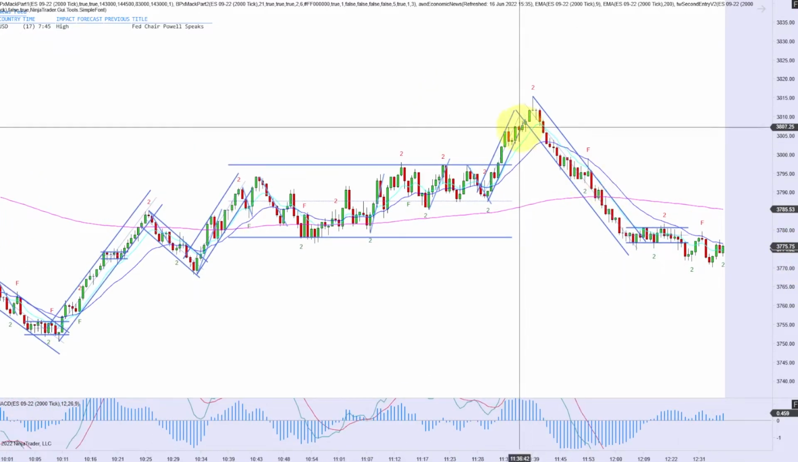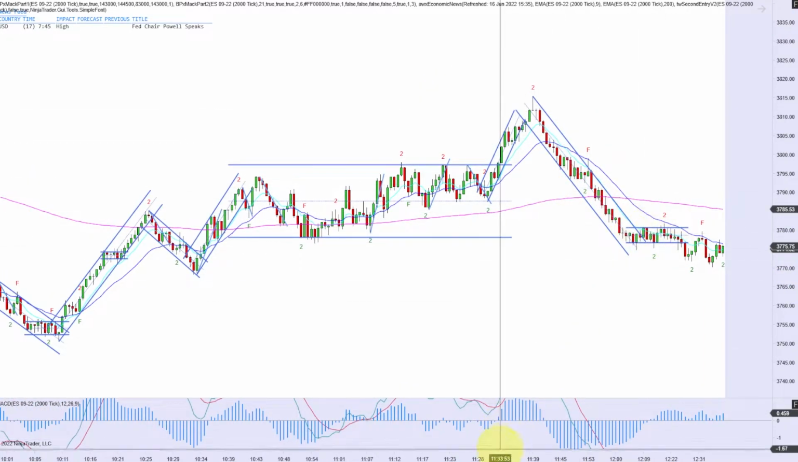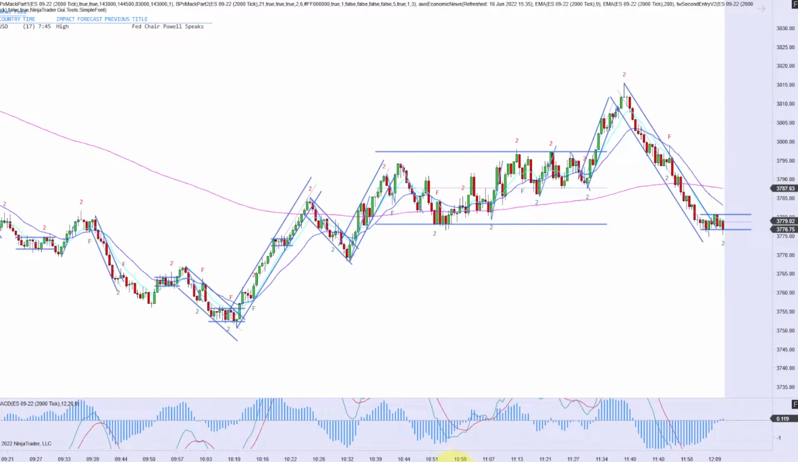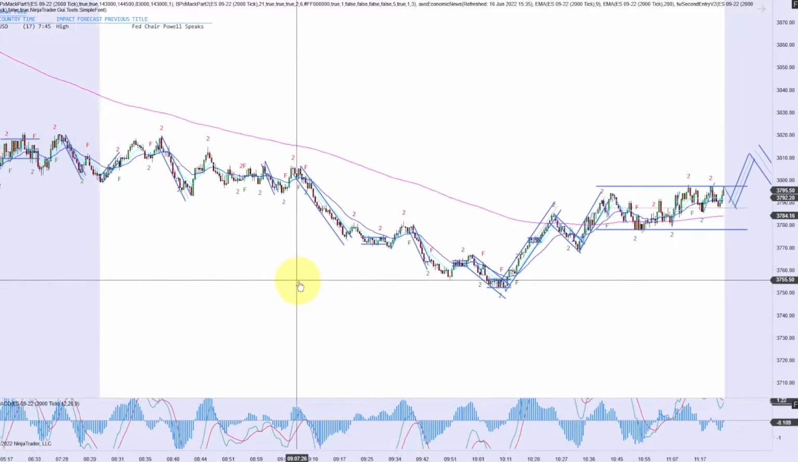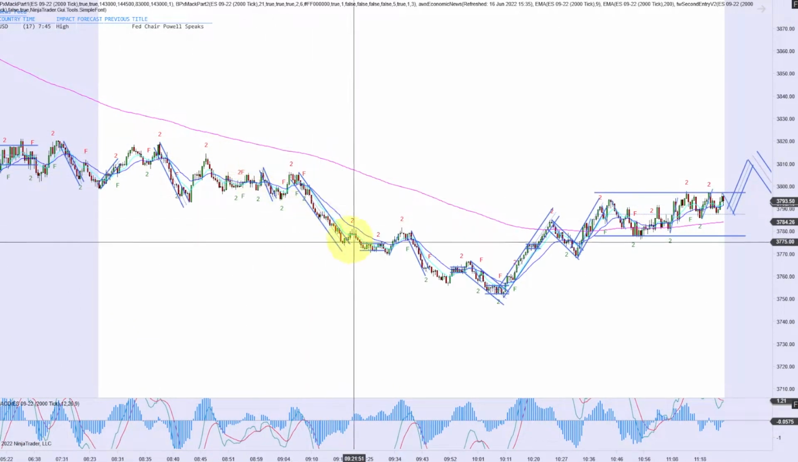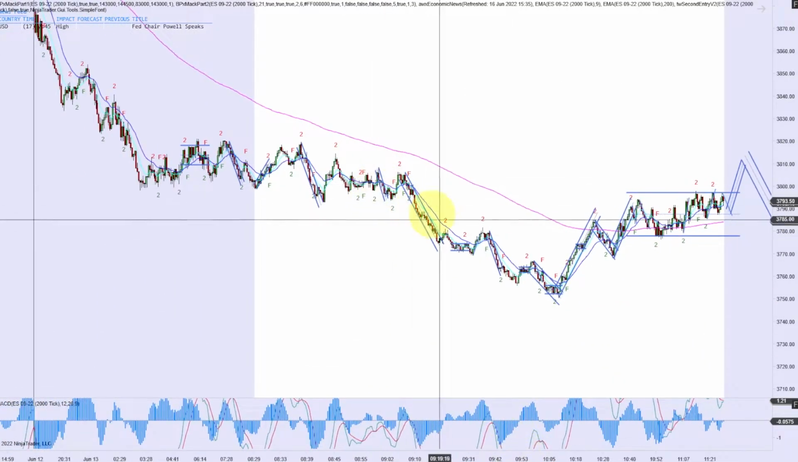You want to draw those channels. You want to draw those moments of consolidation and short-term trends. And then when you zoom out, you can see we have a skeleton, right? We have this structure in play. It's easier to see what prices are doing.